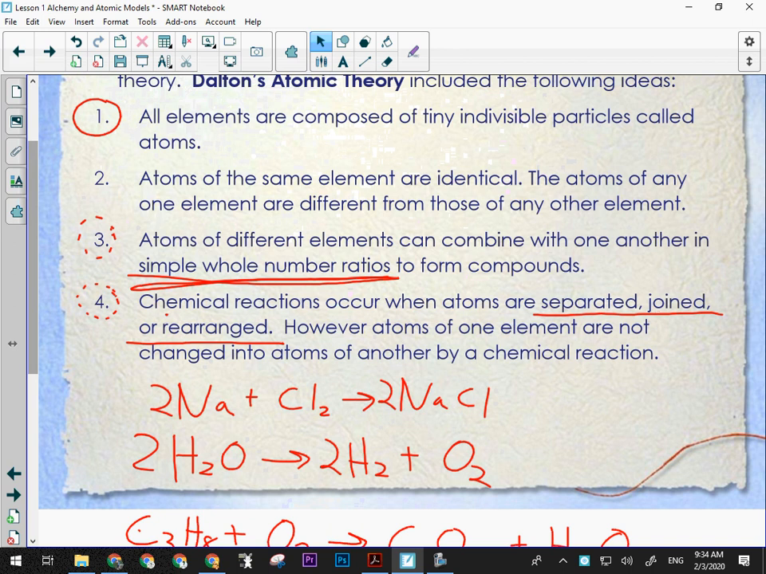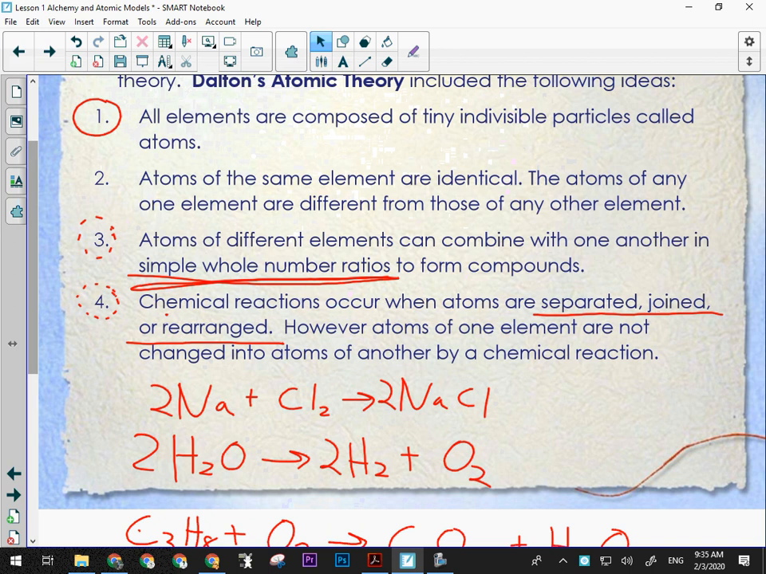Okay, so Dalton comes up with this atomic theory. It works really well to explain how chemical reactions occur, why matter behaves in certain ways. It does a great job of explaining all that. What it doesn't say is the question that was immediately on everybody's lips. Okay, fine. What does it look like? What does an atom look like?